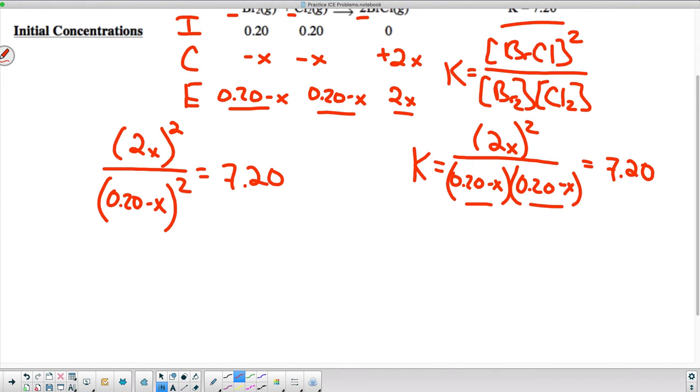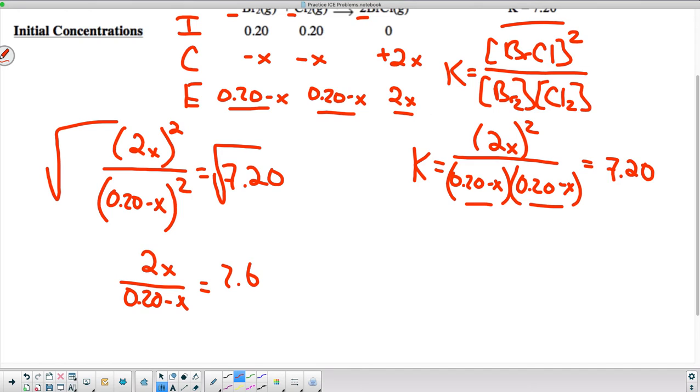Okay, everybody understand what's going on there? I just combined those two to be squares. Why'd I do that? Well, let me tell you. One easy way to do this would be to take the square root of both sides, like that. And then what I end up with is 2x over 0.20 minus x equals, and now when I type in the square root of 7.2, I get 2.683. Okay, I just made my algebra problem a lot easier.